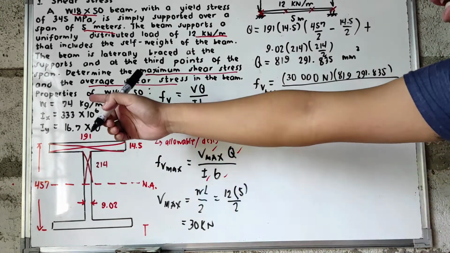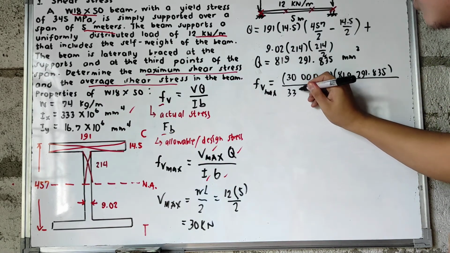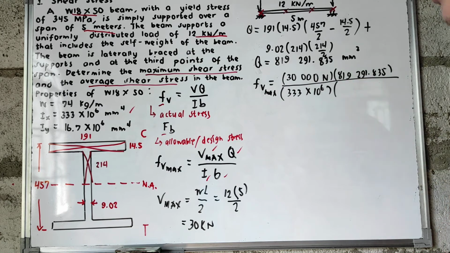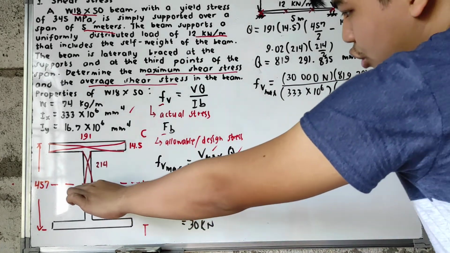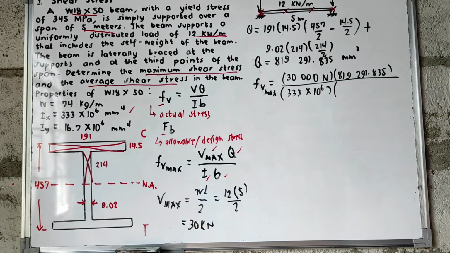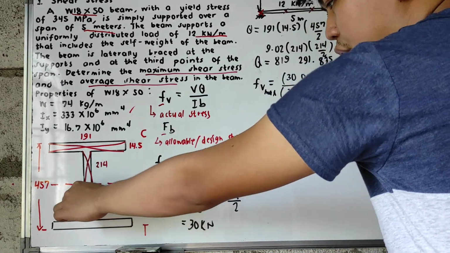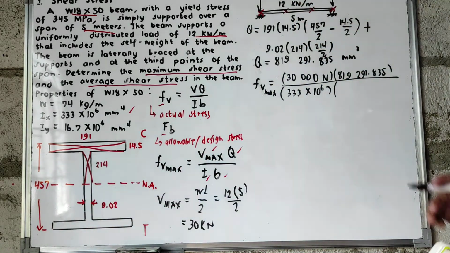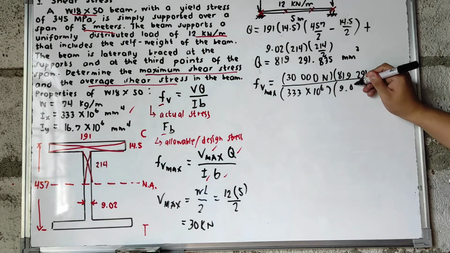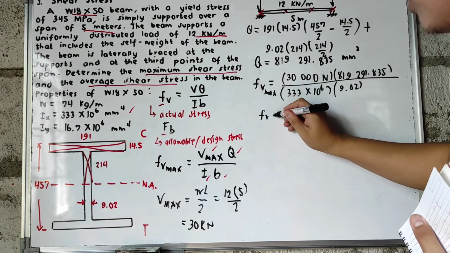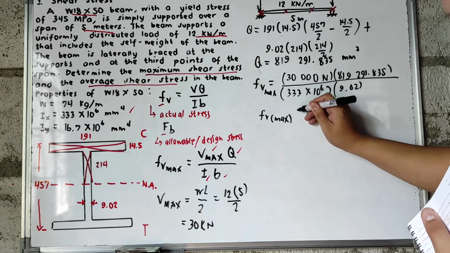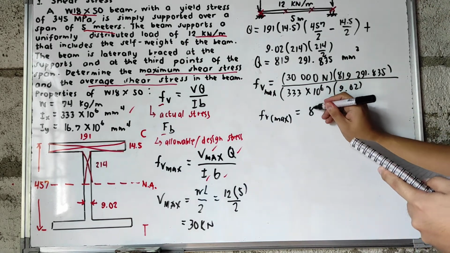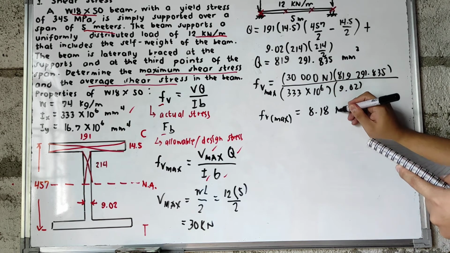Yung I naman natin, yun yung IX. And, siyempre, yung B naman natin, yun yung dinaanan ng neutral axis natin. So, for this one, yung dinaanan lang ng neutral axis natin, yun yung 9.02. And we have a value of our FV max, which is equal to 8.18 megapascal.